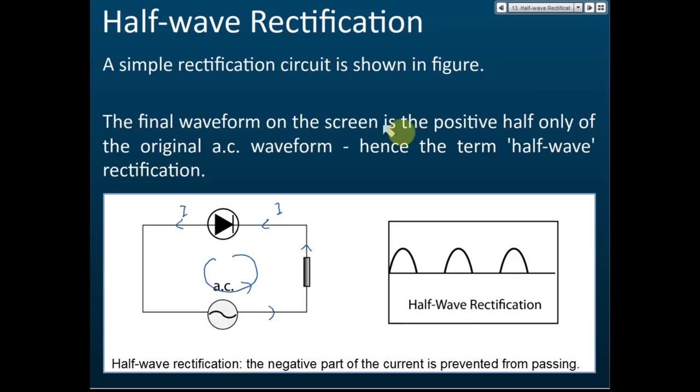So the final waveform on the screen is the positive half only of the original AC waveform. Just the positive only. The negative is cut off already. So this is called half wave rectification. In half wave rectification, the negative part of the current is prevented from passing. The negative part cannot pass through because it's reverse bias.